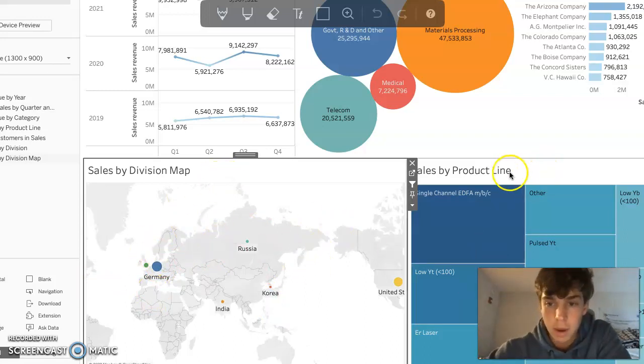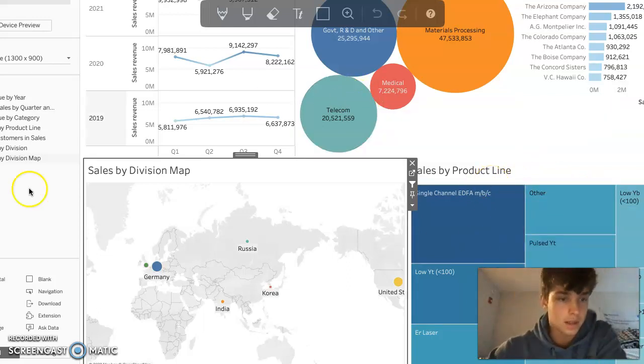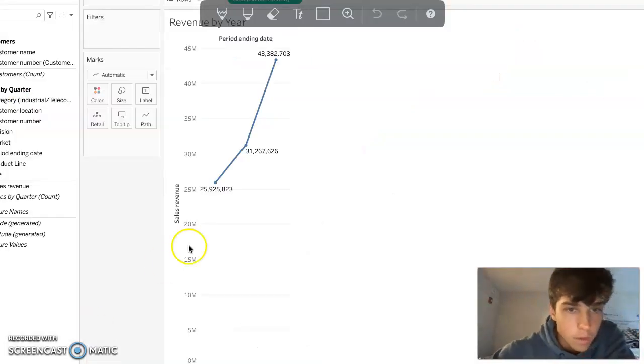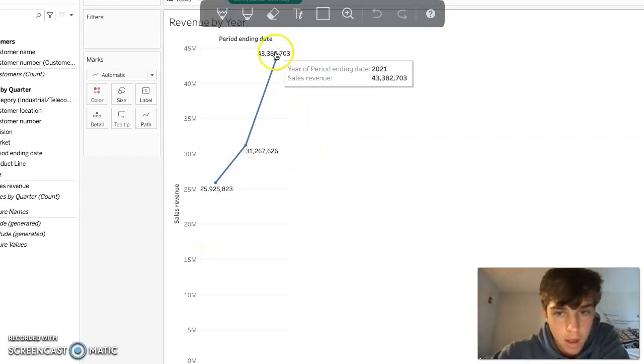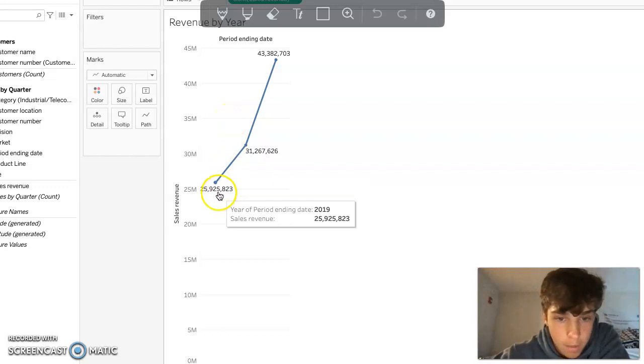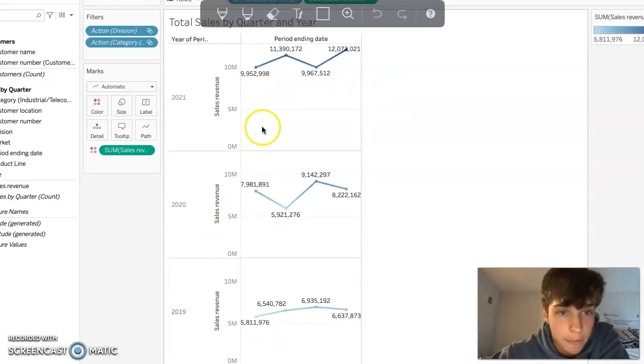And then here's the sales by product line. So this is the different product lines and how much each one has made. So we're going to go into each different sheet here, and I'm going to show you what that has to do. So revenue by year, this is how much in 2021, how much revenue was generated. I mean by the 3 years, my bad. Here in the second sheet, this is the total amount of money it's been made.